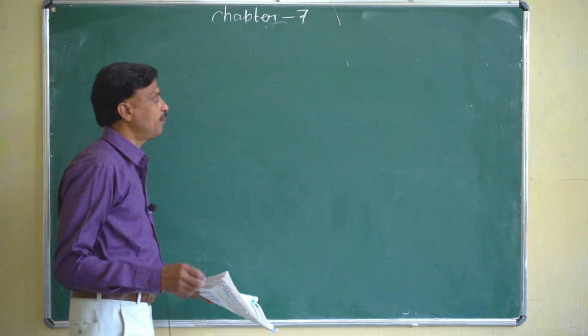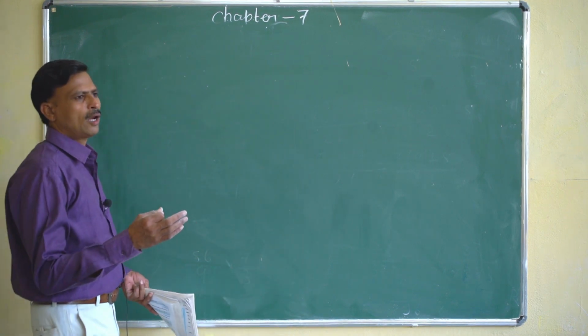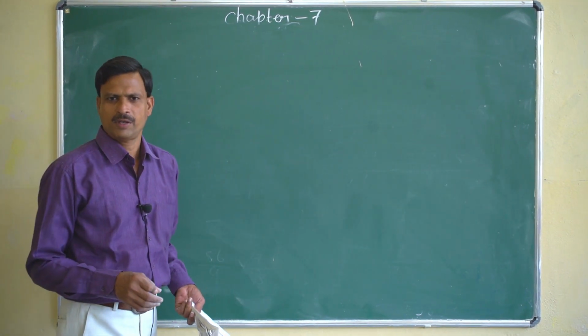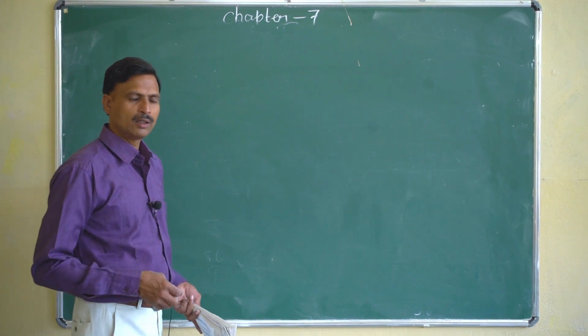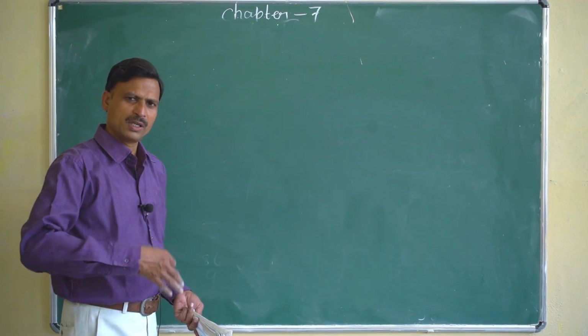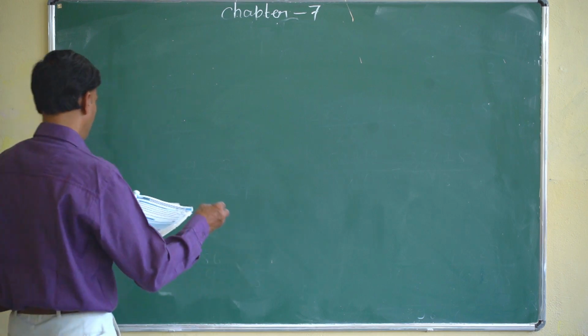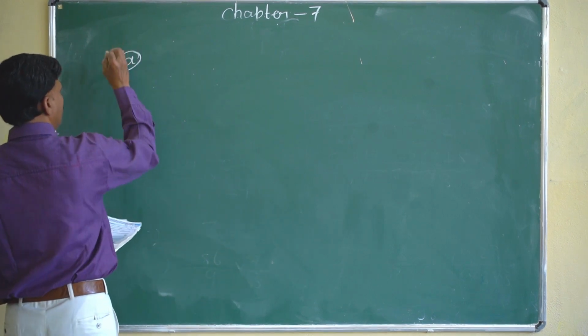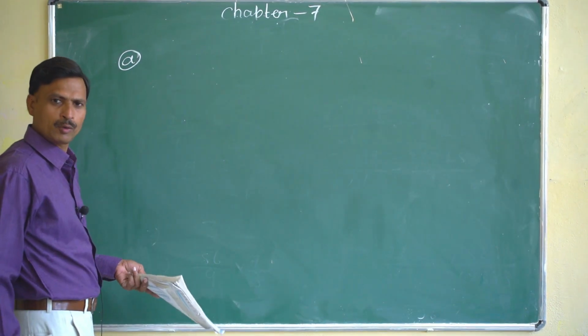Okay, now I'm taking the calculation of three fractional numbers. We have done the two fractional numbers. Now the multiplication and division. So exercise number 4 of page number 75 of your book.